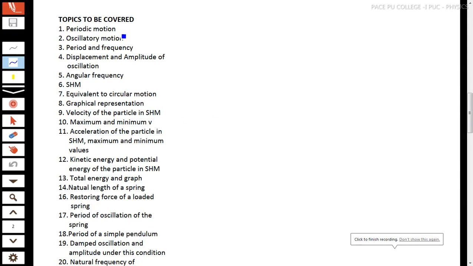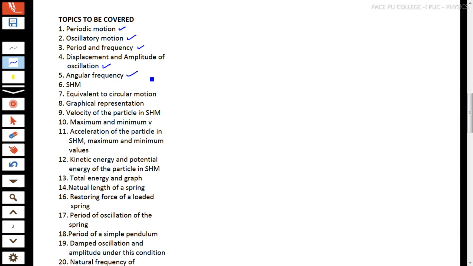Till now we completed the periodic motion, oscillatory motion, period and frequency, displacement and amplitude of the oscillatory body, angular frequency. Now it is time to learn about simple harmonic motion, the definition of simple harmonic motion.